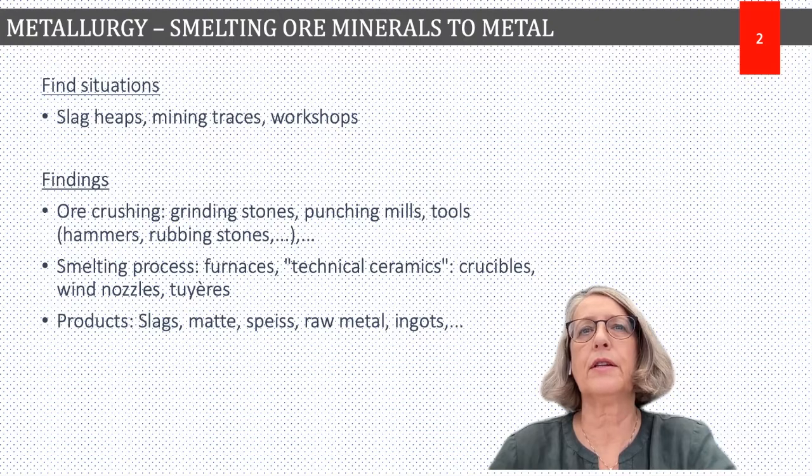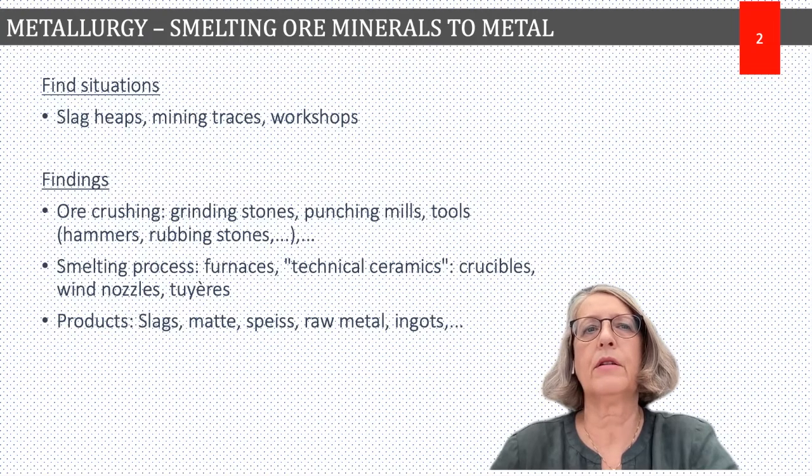Indications for metallurgical activities in the field can be slag heaps, mining traces, workshops, or specialized areas in settlements. Findings related to ore processing can be grinding stones, punching mills, or tools. Indicative for the smelting process are technical ceramic finds, such as crucibles, wind nozzles or tuyères, furnace constructions, or furnace lining. Products of metallurgical activities can be found, such as slag, matte, speiss, raw metal, or ingot lumps.